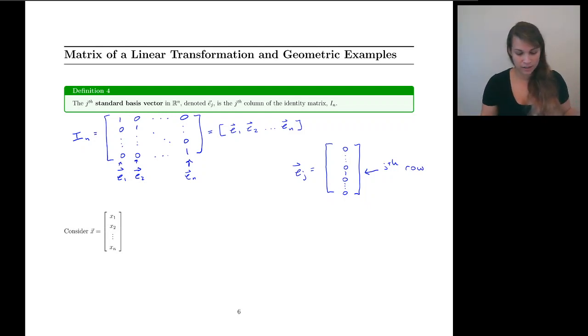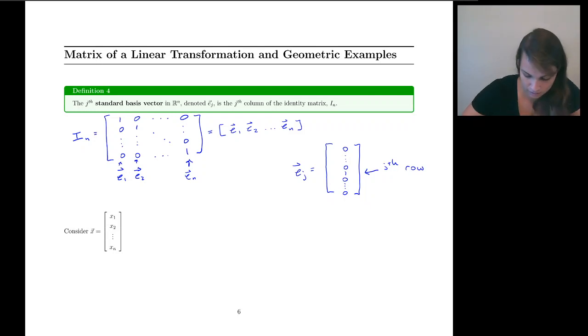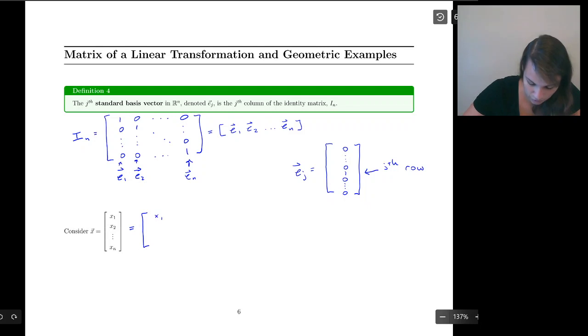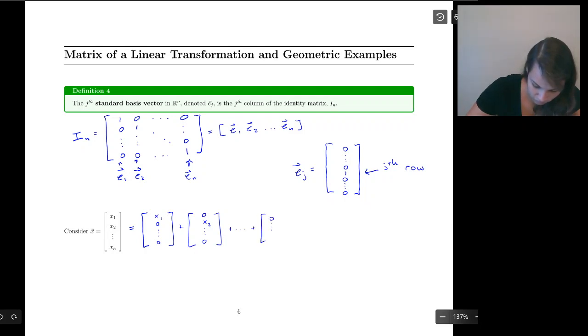How is that helpful? Well, let's consider an arbitrary matrix with arbitrary entries. We can split it up so that each entry has its own vector, all the way up to the nth one. And then we can factor those x's out.